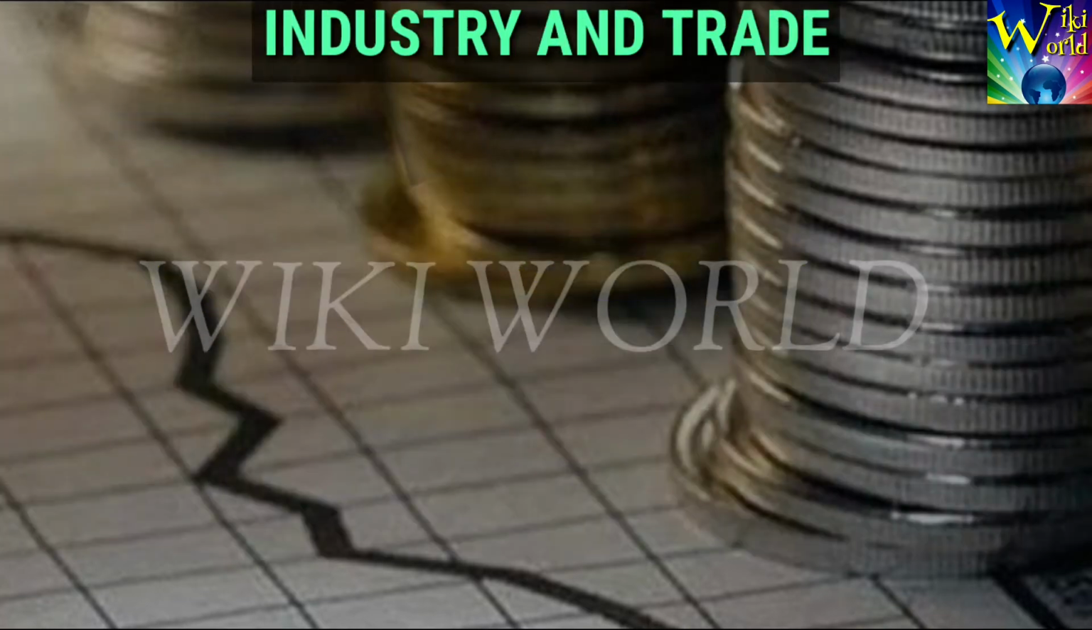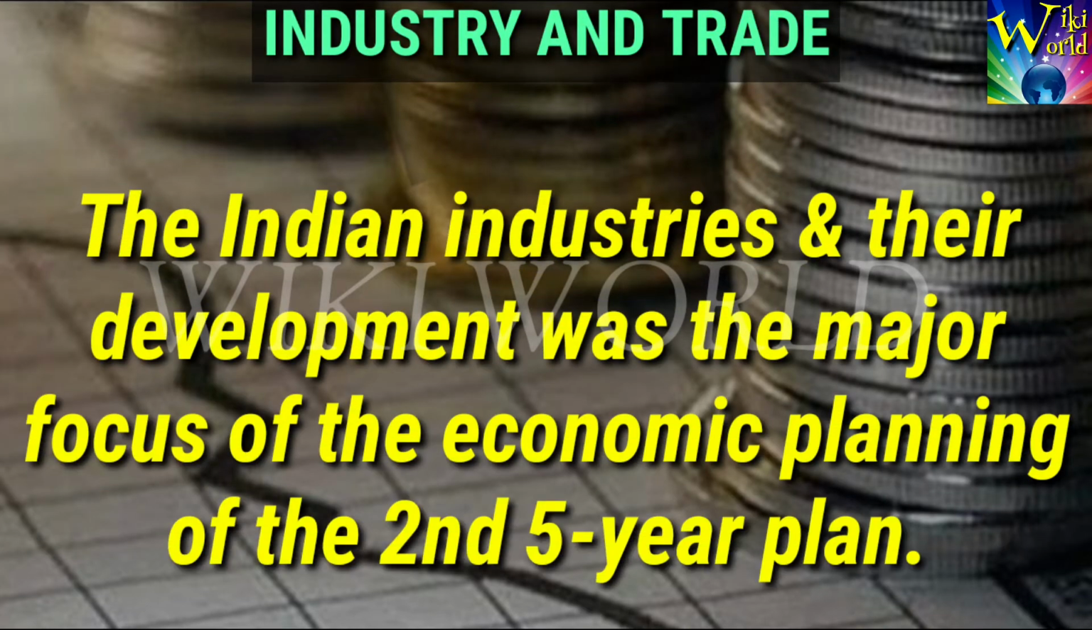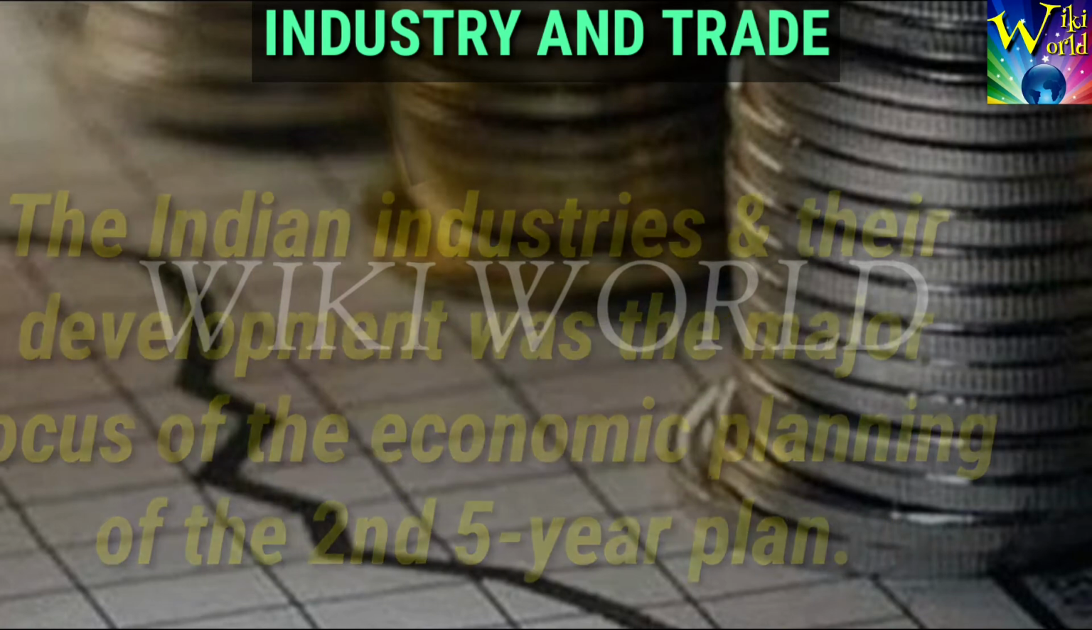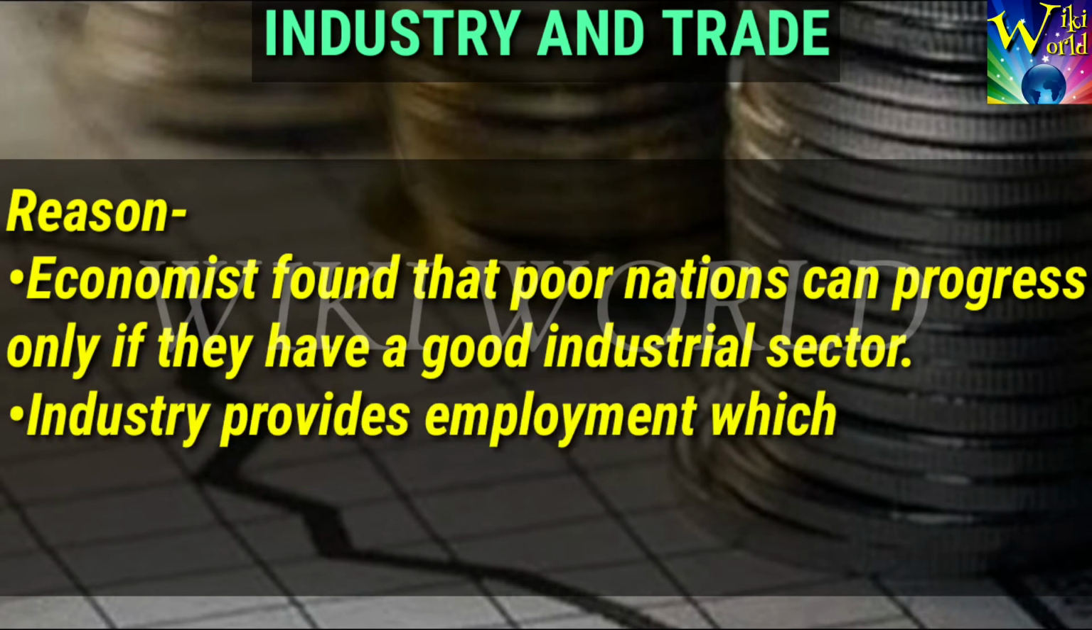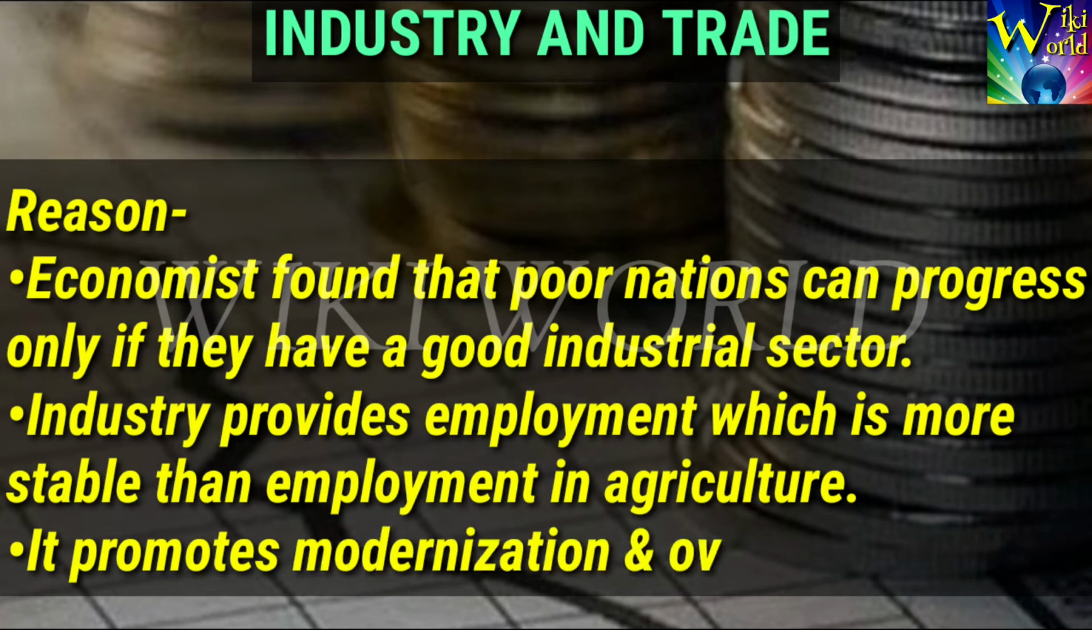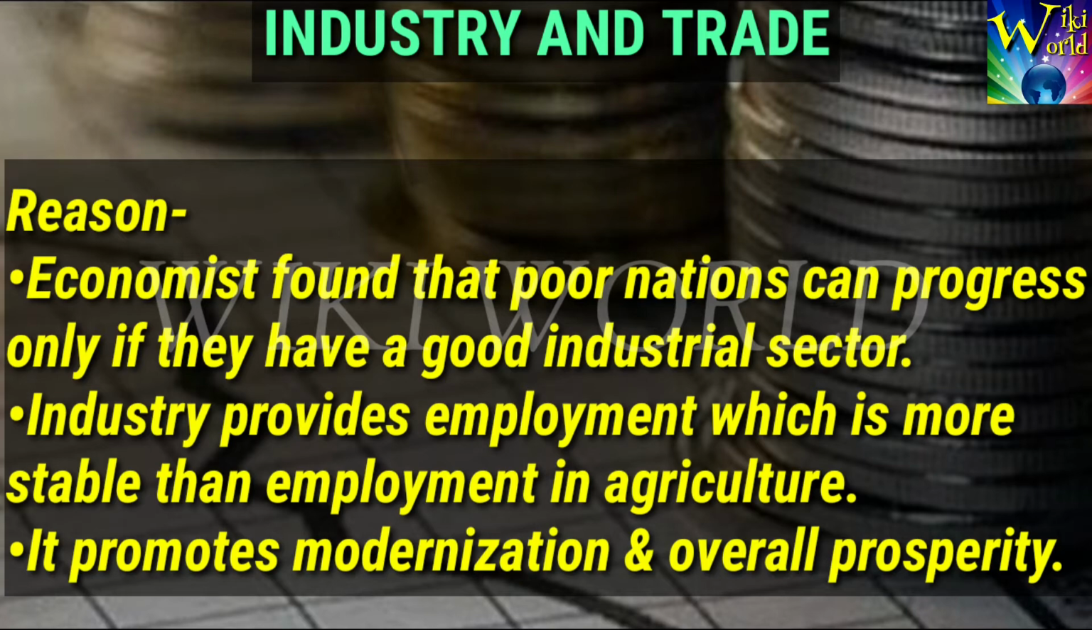Next topic, industry and trade. The development of Indian industries was the major focus of the economic planning of the second five-year plan. Reason. First, economists found that poor nations can progress only if they have a good industrial sector. Second, industry provides employment which is more stable than employment in agriculture. Third, it promotes modernization and overall prosperity.